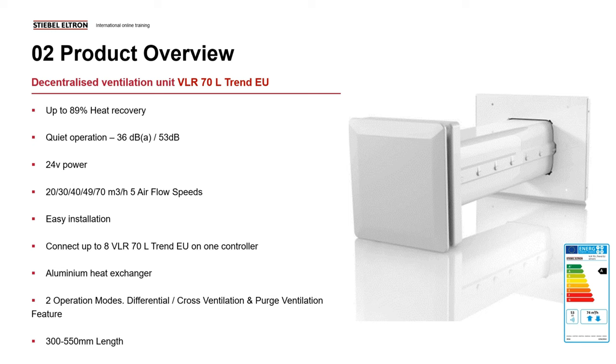The VLR 70L Trend EU features an aluminium heat exchanger and gives you 2 operation modes, push-pull and summer bypass mode. The unit is flexible in installation, suitable for wall thicknesses of between 300 and 550 millimetres.